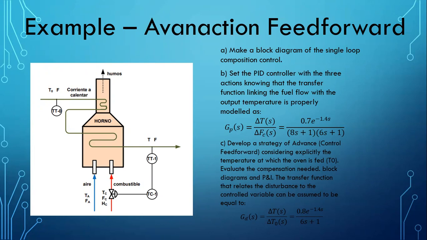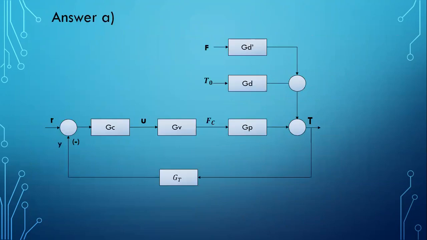The transfer function that relates the disturbance to the control variable can be assumed to be GDS, equal to delta TS over delta T0S, equal to 0.8 e to the minus 1.4s over (6s plus 1) times (s plus 1). Now, answer A is really easy. It's only doing the block diagram. We are going to go to the next question.